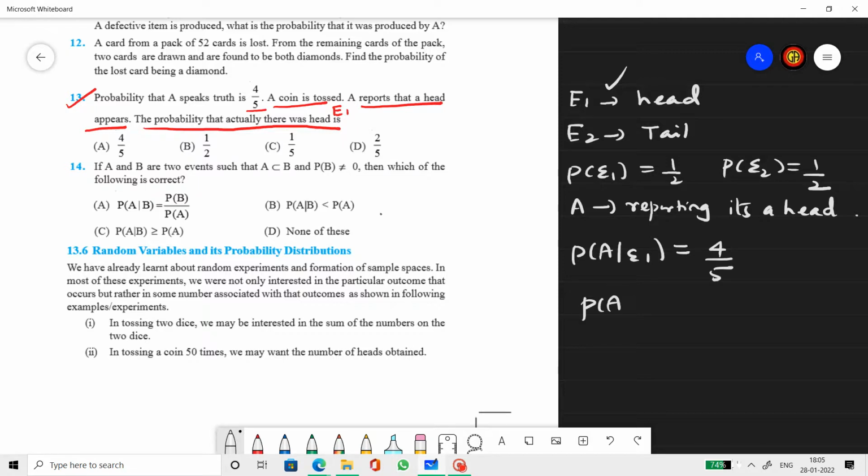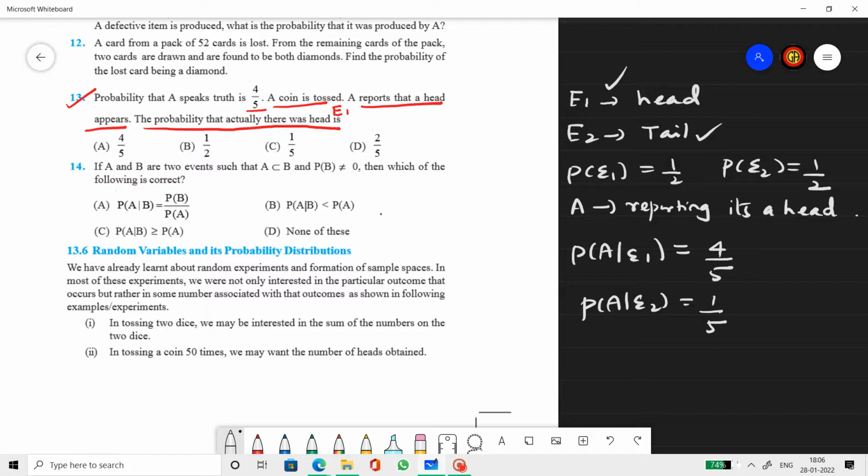And A given E2: it's not a head, but he says it's a head. E2 is getting a tail. So A given E2 is, he says it's a head, but the actual outcome is a tail. So then he's lying, so the chance is 1 by 5.